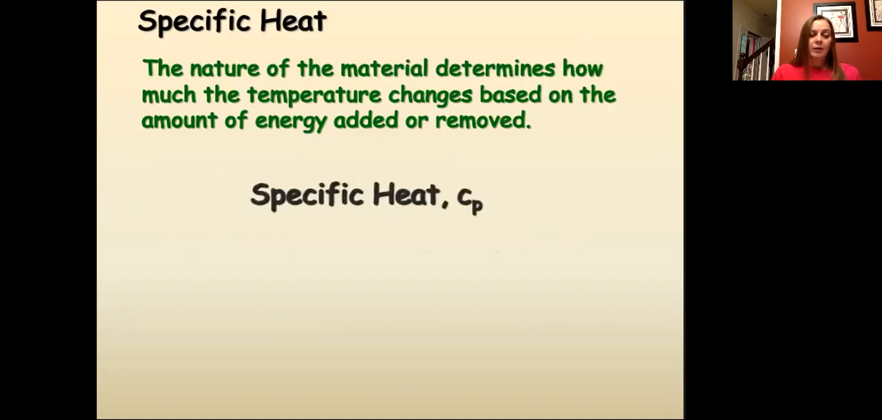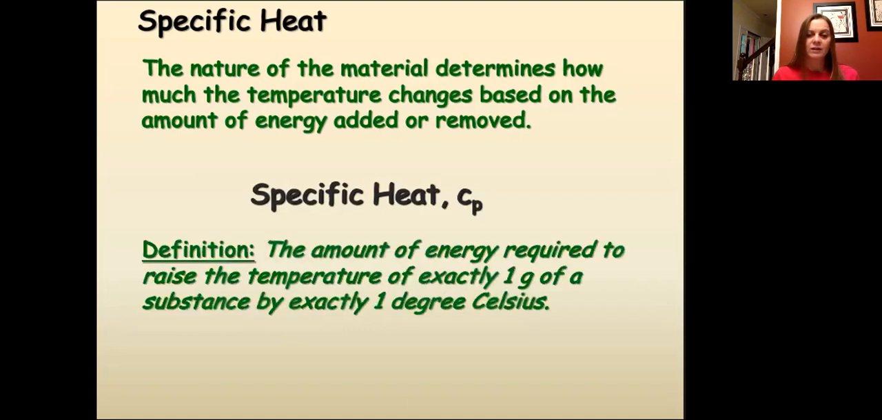And we abbreviate specific heat as a C with a subscript P. Your textbook actually uses an S. This varies across different texts. We define specific heat as the amount of energy that is required to raise the temperature of exactly 1 gram of that substance by exactly 1 degree Celsius.